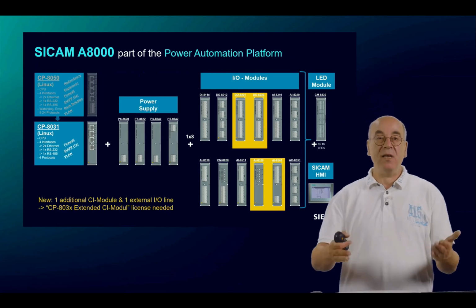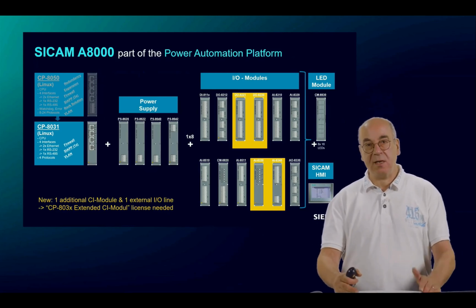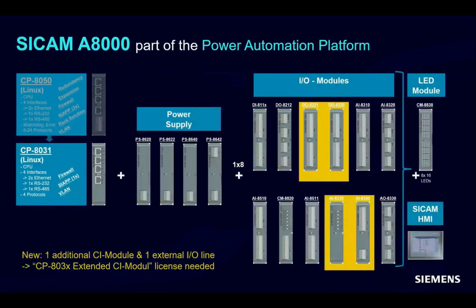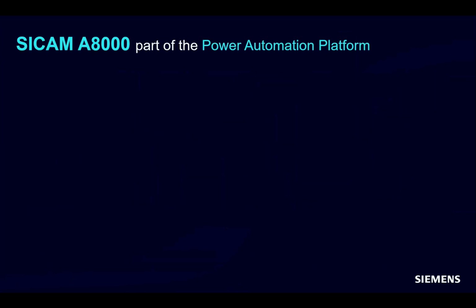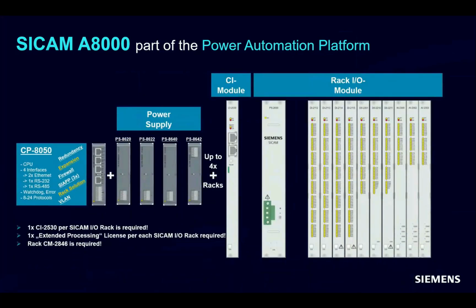Now, via a new license, called CP8031 Extended CI, Communication Interface Module, it's possible to have one additional external input-output line and one additional communication module. And this could be either an Ethernet-based or serial-based communication extension module. For the CP8050, I mentioned the rack solution. Let's have now a short look into this concept.